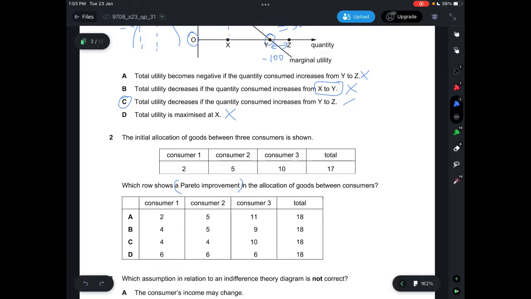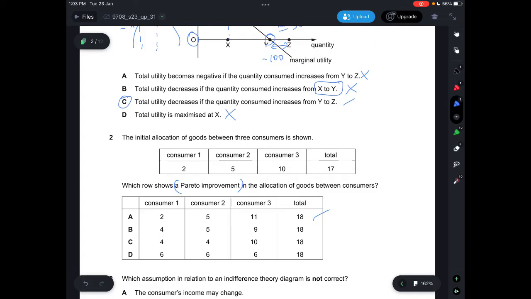So if you look at A here, you can see that for consumer 1, it's the same amount, and then for consumer 2, it's also the same amount. For consumer 3, there's an improvement, so total is 18. So A would be correct, but let's look at the other 3 options.